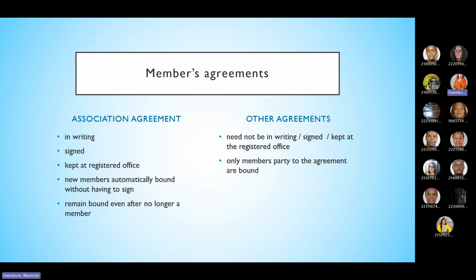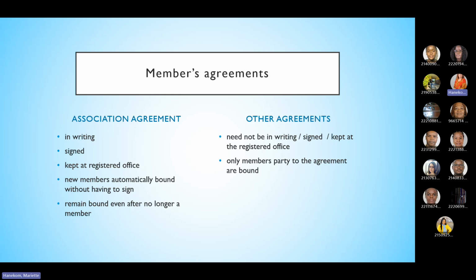Other agreements are more informal. They can be, but they don't have to be in writing. Obviously, if they're not in writing, they won't be signed and they can't be kept at the registered office. And only members who were members at the time will be bound to such informal other agreements. Why does the law recognize both association agreements and other agreements? To provide even more flexibility.